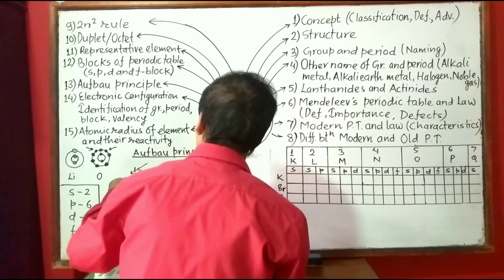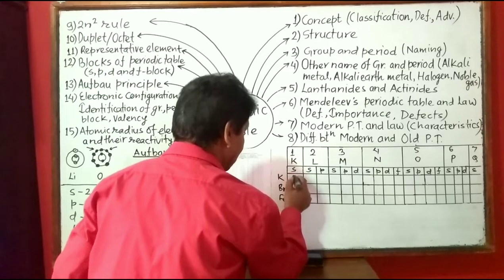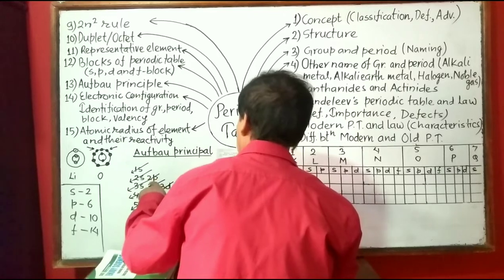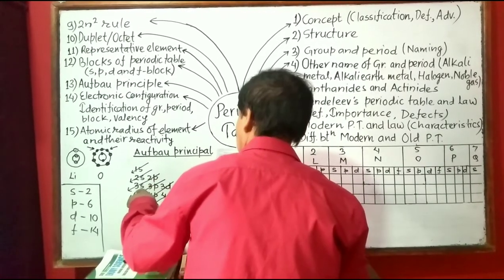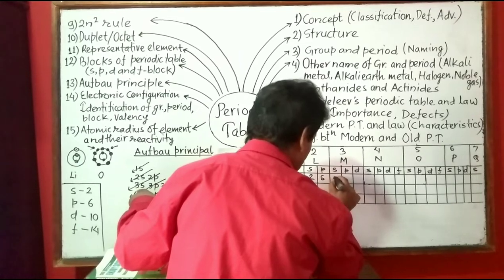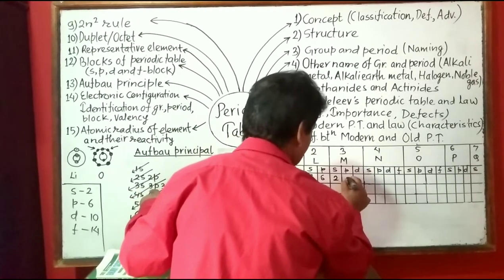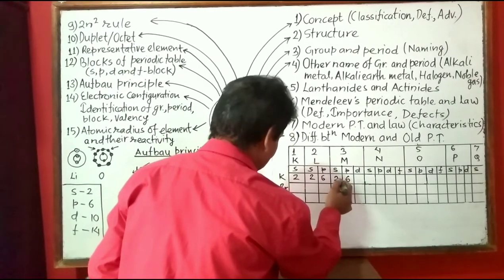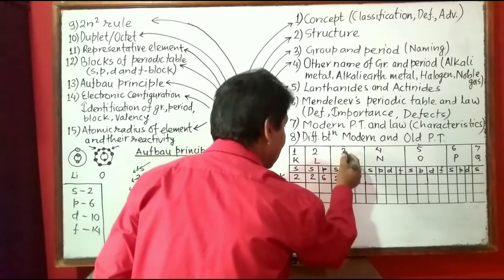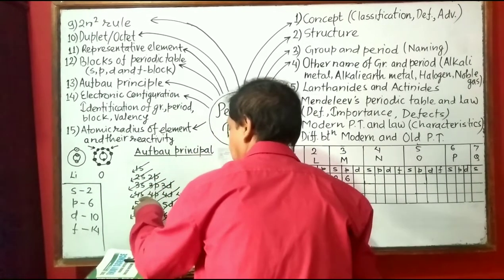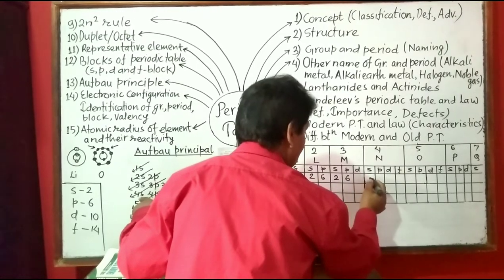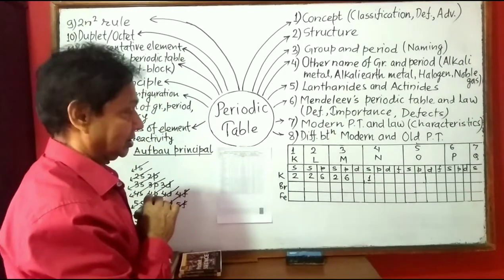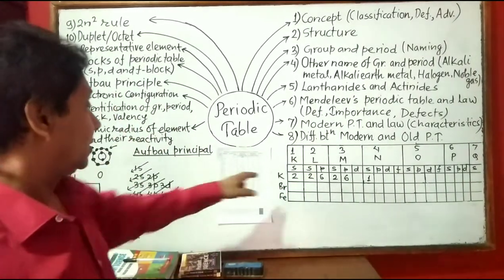Now look at the above principle. First we have to fill up 1s, the first orbit s subcell, it is 2, and second orbit s subcell, it is 2, and second orbit p subcell, it is 6, and third orbit s subcell, it is 2, and then third orbit p subcell, it is 6. Now we have to count also: 6 plus 2 plus 2, 10, and 6, 16, 17, 18. Now only one is left, and we are now in 3p. After 3p, we have to go to 4s, not 3d. The remaining only one goes to 4s, that is 1. This way, we can fill up this electronic configuration. We can write the electronic configuration.